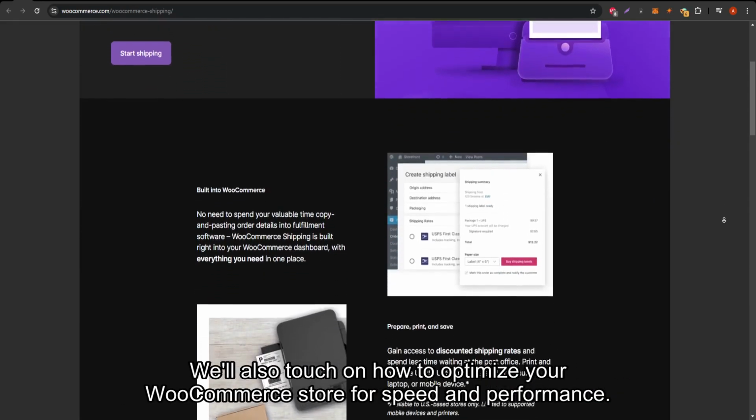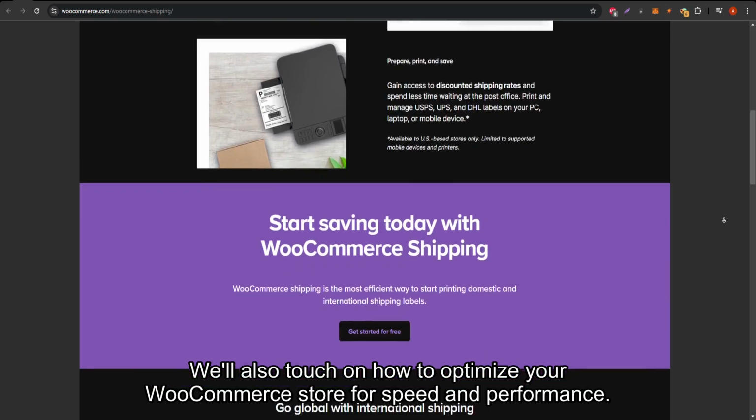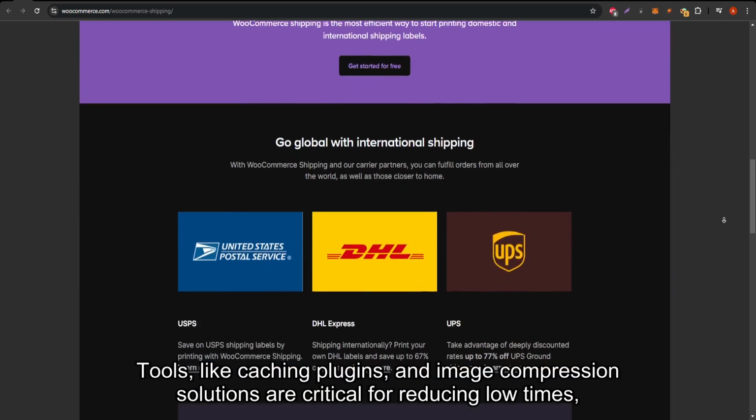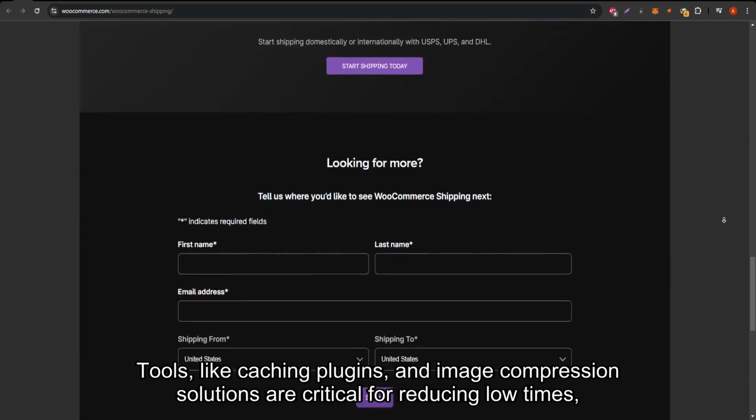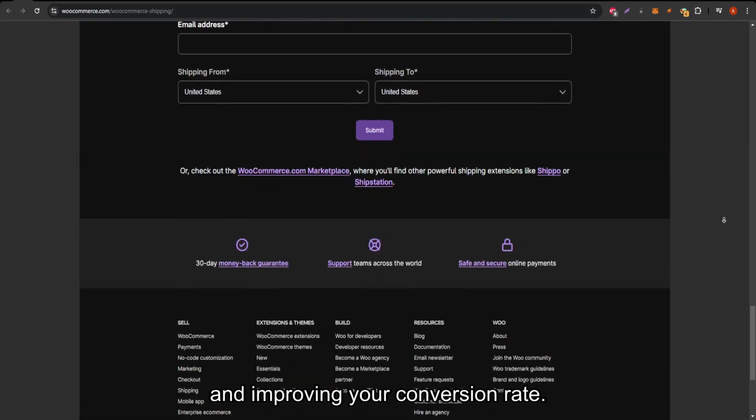We'll also touch on how to optimize your WooCommerce store for speed and performance. Tools like caching plugins and image compression solutions are critical for reducing load times and improving your conversion rate.